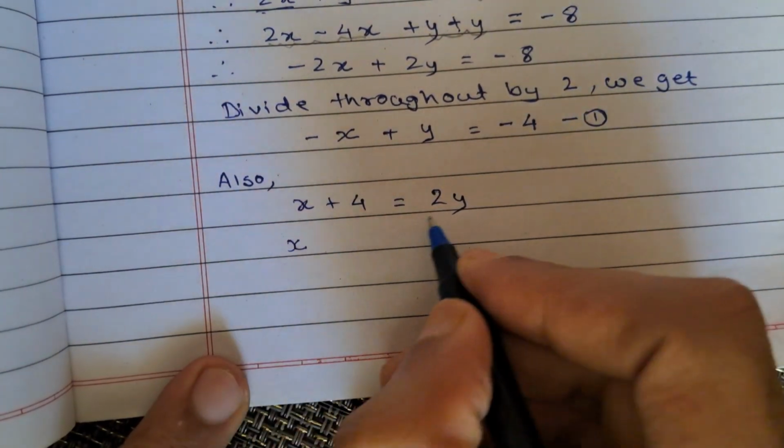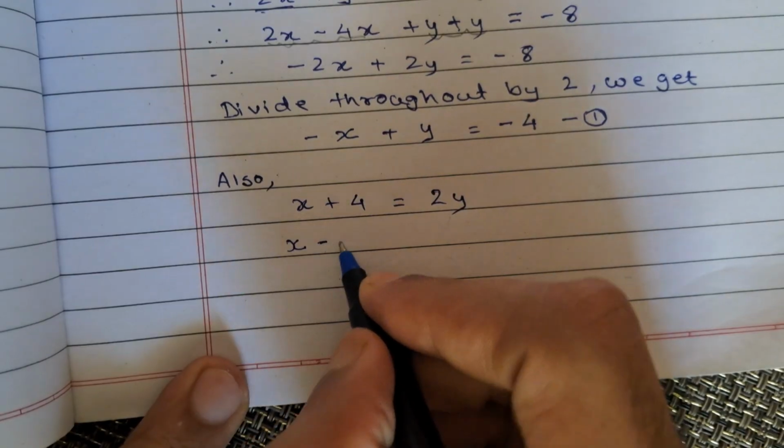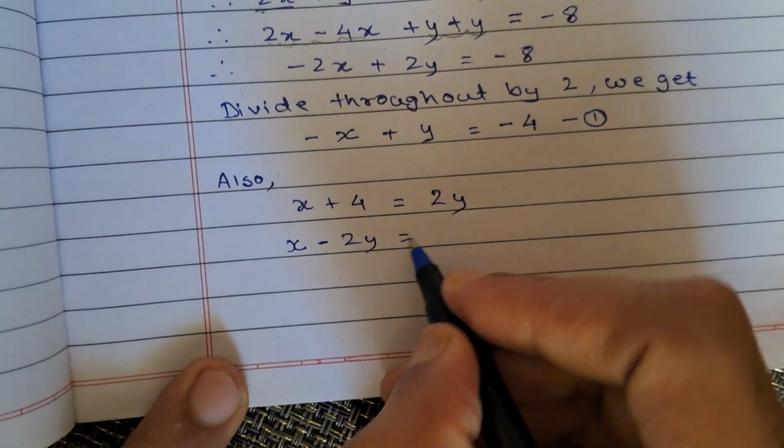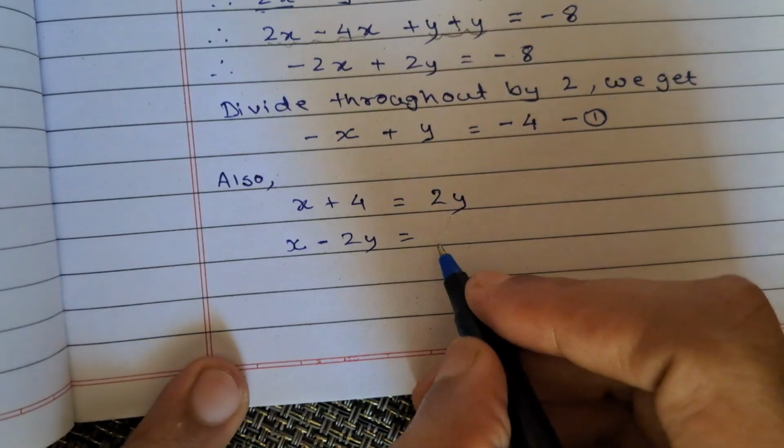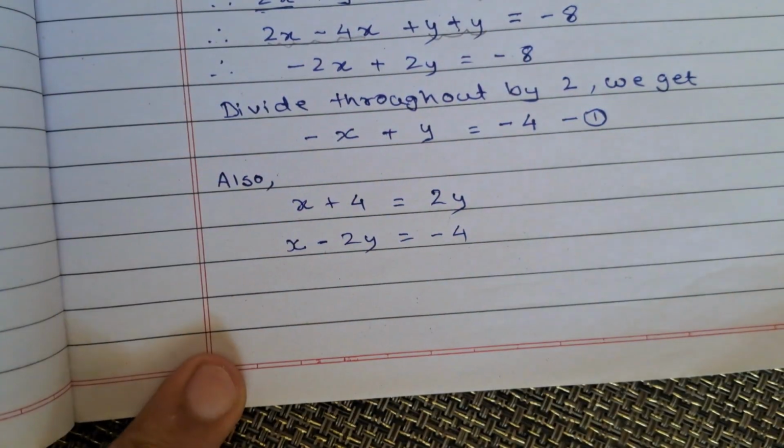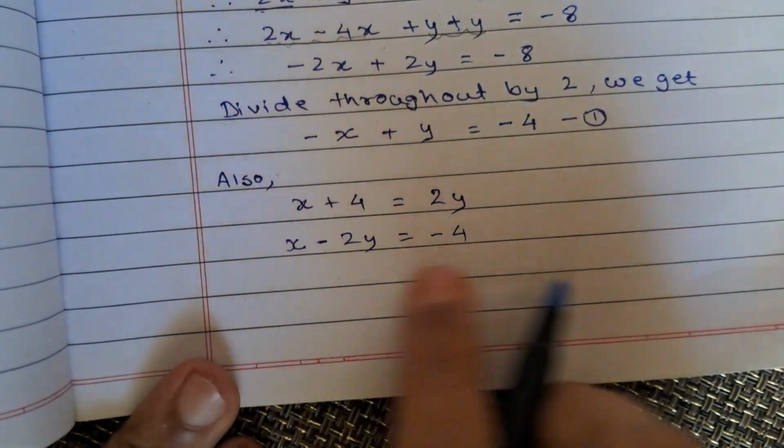So x was already there. I will bring this 2y over here. It will become minus 2y. And at the same time, this number should not be over here. It should go over there. So I will send it over there and it will become minus 4. Now I have a proper equation over here.